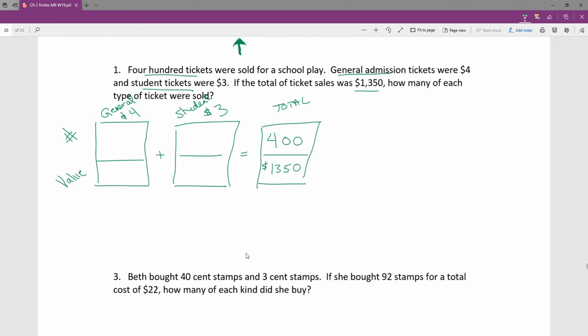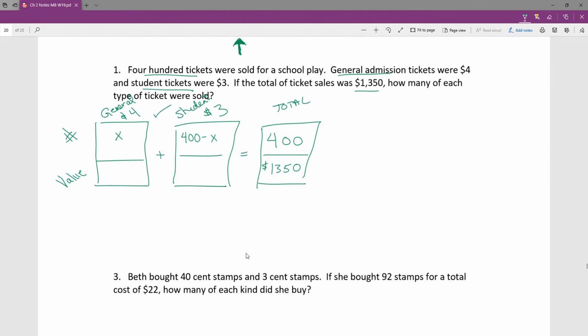So we're going to have to come up with some X statements. I'm going to make my general tickets X, and for my student tickets, I'm going to come up with the expression of the total minus that number of general tickets would represent the number of student tickets. And again, it's not x minus 400, it's 400 minus x. It's the total, taking away the other part. So I've come up with my two let statements.